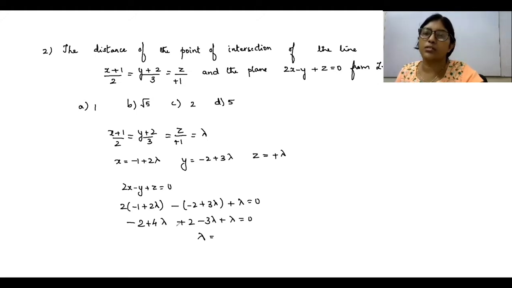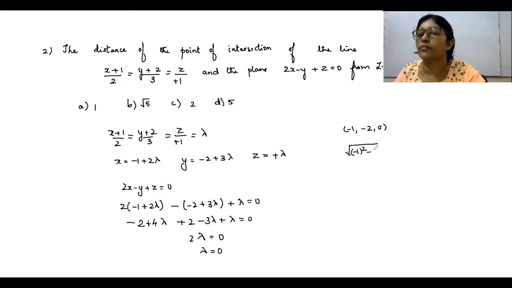So it is 6 lambda minus 5 lambda minus 3 lambda, 2 lambda equal to 0. So lambda is equal to 0. And if we put lambda 0, we'll get the point as minus 1, minus 2 and 0. Its distance from the z-axis would be that is root of 5.